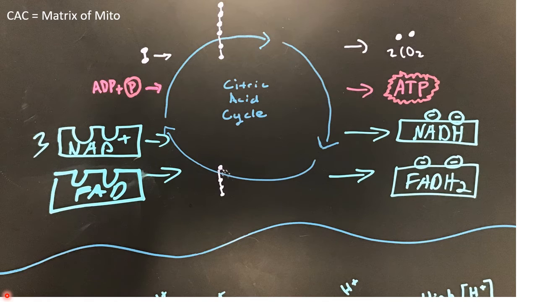Our next step in cellular respiration is the citric acid cycle, or the Krebs cycle. The citric acid cycle occurs in the matrix of mitochondria, and our reactants for the citric acid cycle are acetyl-CoA, 1 molecule of ADP, 3 NAD+ molecules, and 1 FAD molecule. And on our product side, we have 2 CO2 molecules, 1 ATP molecule, 3 NADH molecules, and 1 FADH2 molecule.